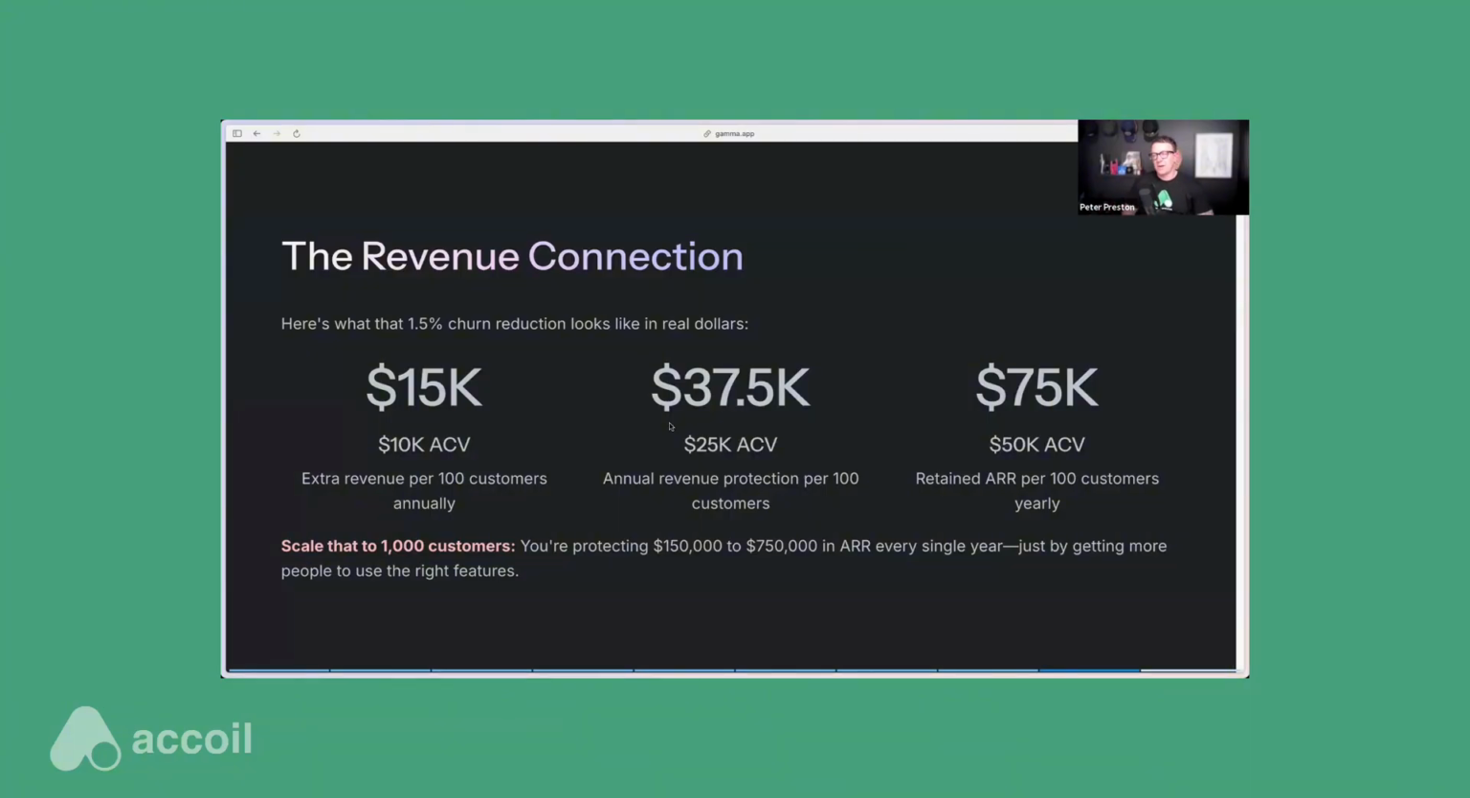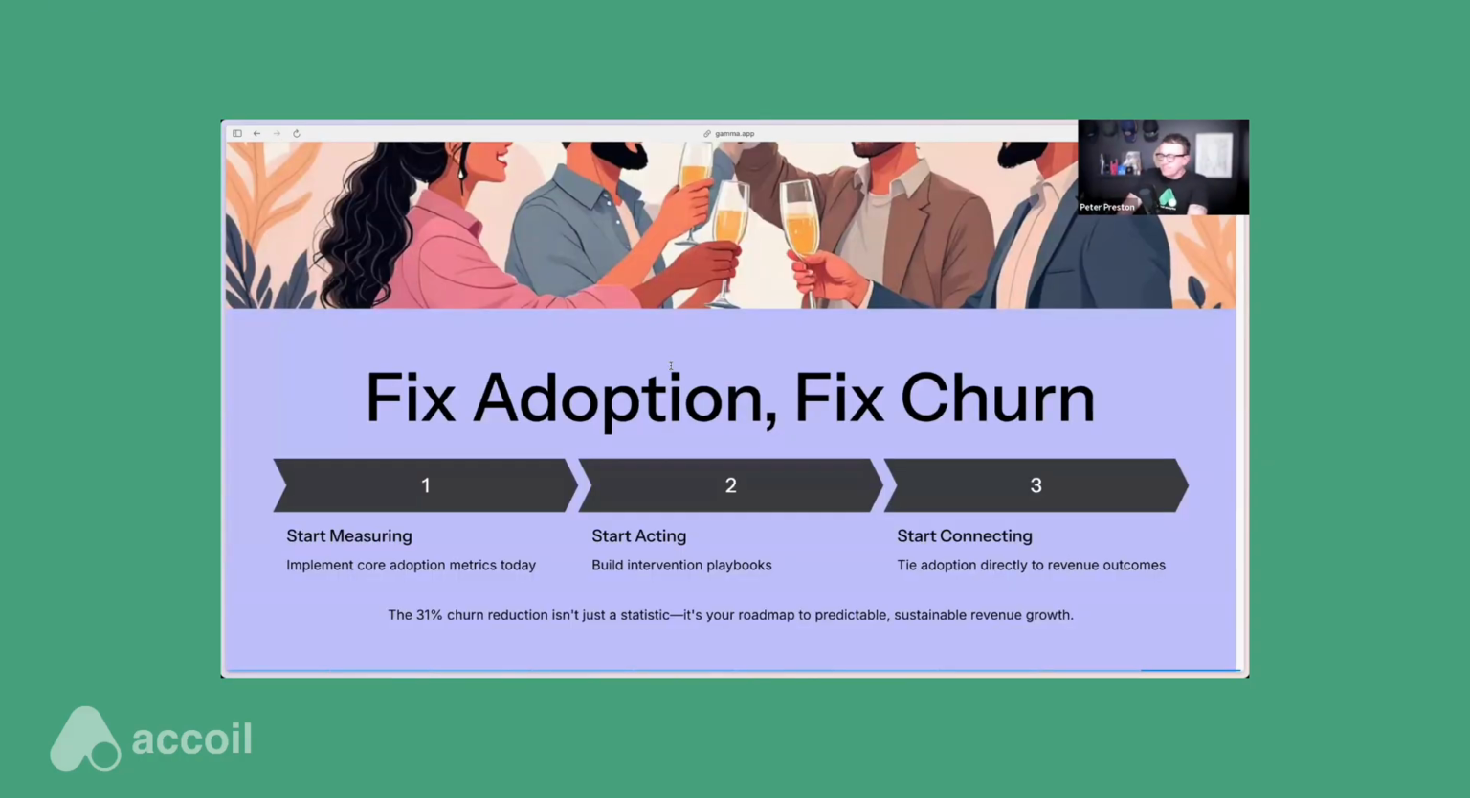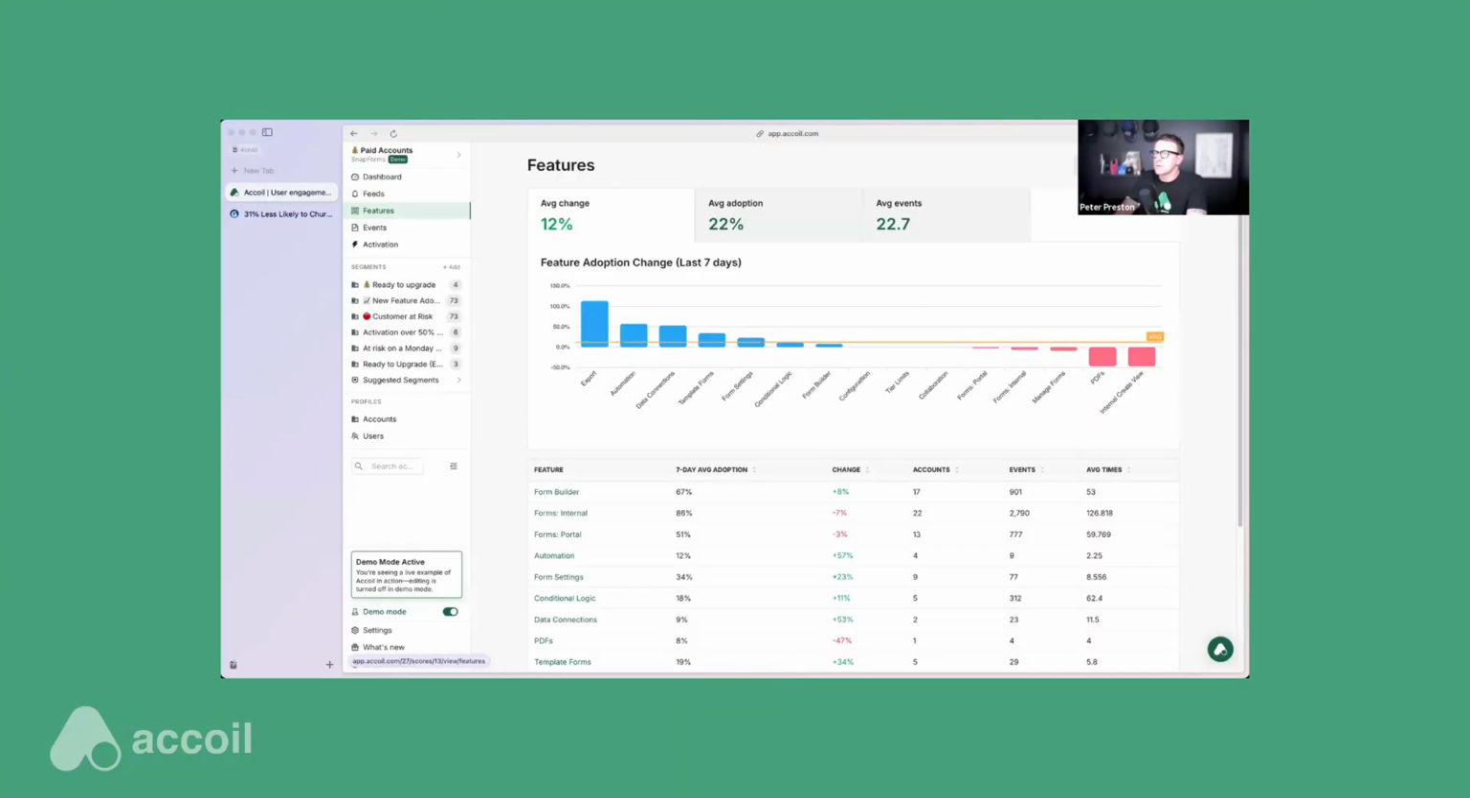And if you have thousands of customers, you can imagine what the scale on this does. I haven't shown you Accoil yet and how you can actually track that. So if you want to start measuring and start acting, there's a really simple way. I'm going to show you really quickly here how to actually track your feature adoption in Accoil.